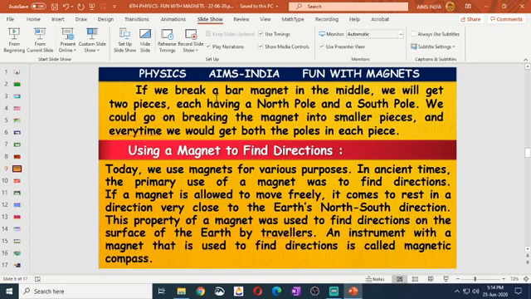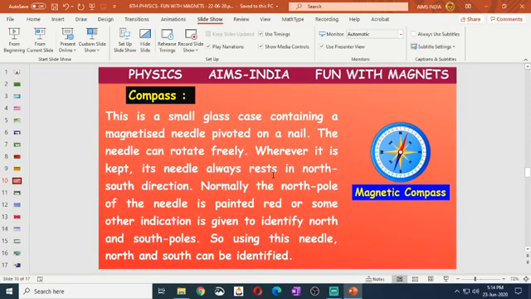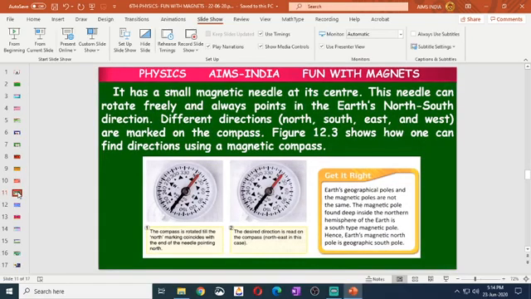So nowadays we make use of magnets for a variety of purposes, but in olden days they mainly used it for finding directions. They even developed an instrument called a compass. In a small glass case, one magnetic needle will be there. With that we can find the direction. The needle is pivoted on a nail. So the compass always shows north and south direction on the earth.